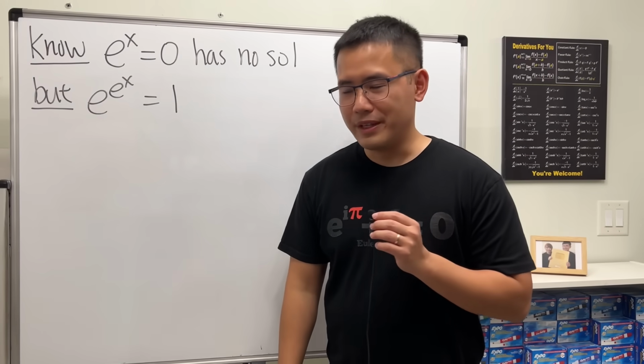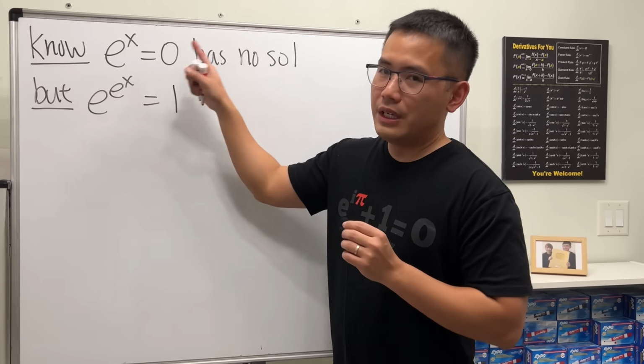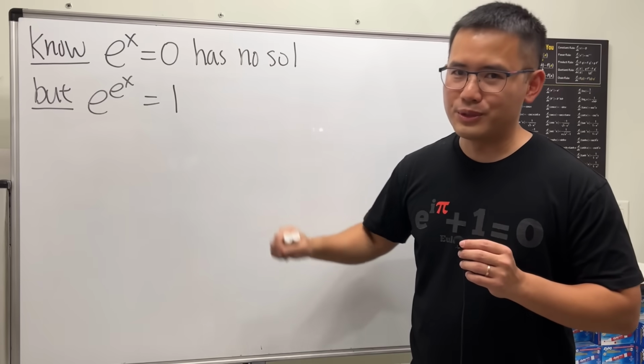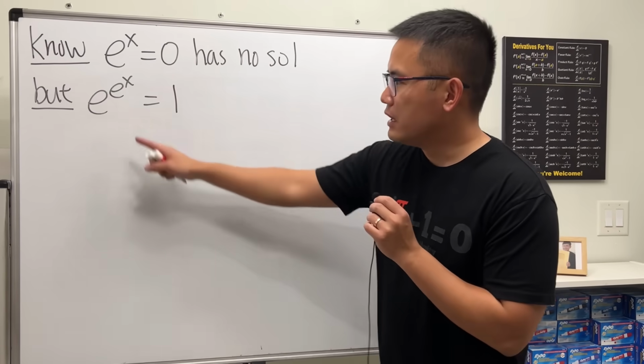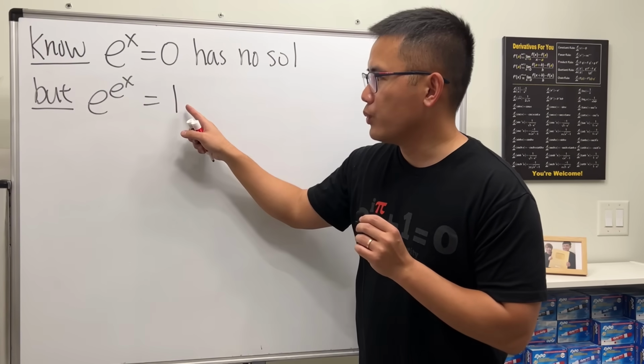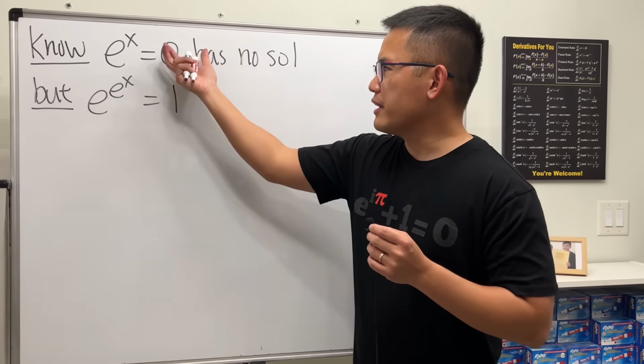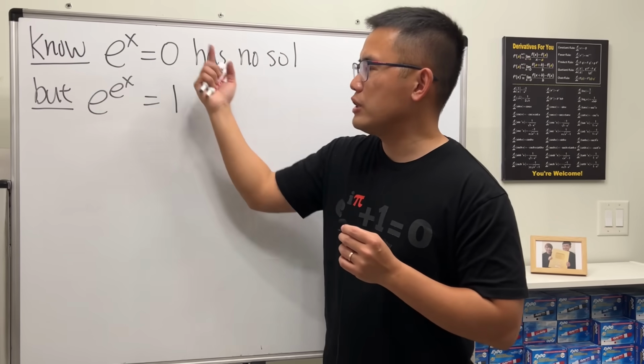Okay, as we all know, the equation e to the x is equal to 0 has absolutely no solution, not even in the complex world. But what if we have e to the x is equal to 1? And you might be wondering, they are the same thing, right? Because I just kind of exponentiate both sides.